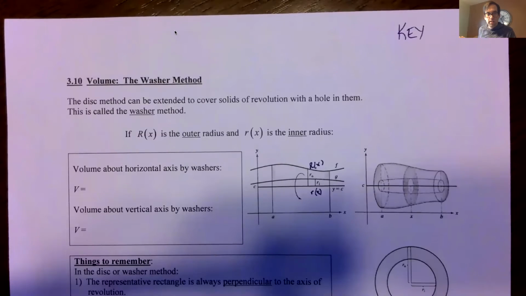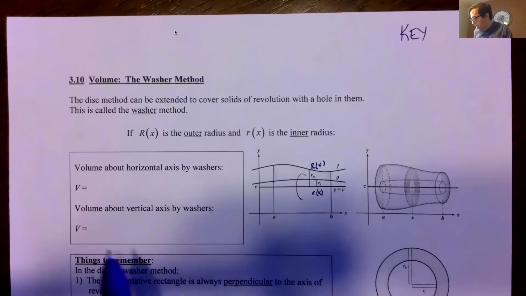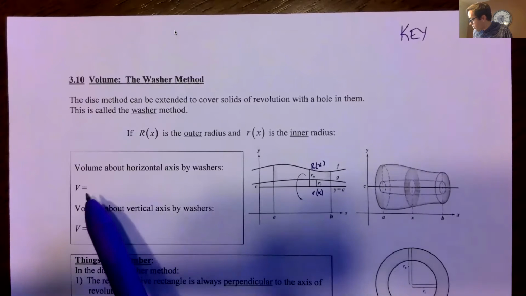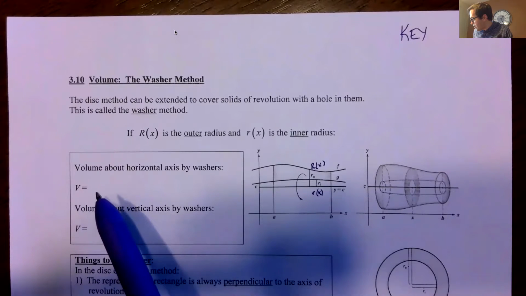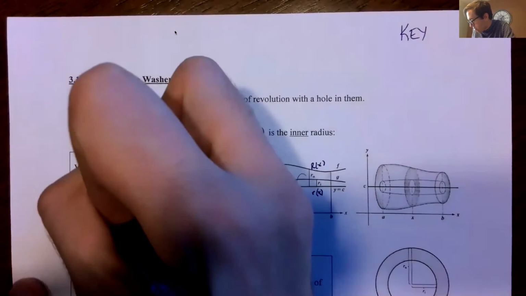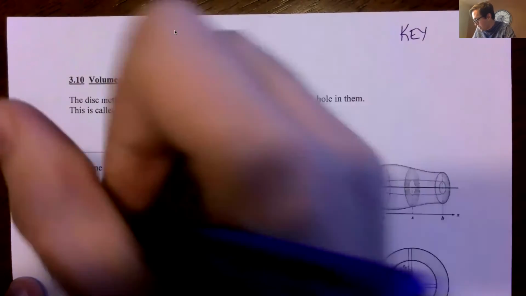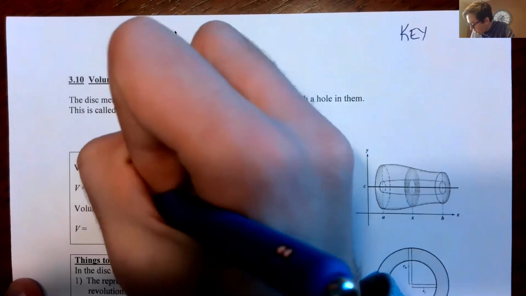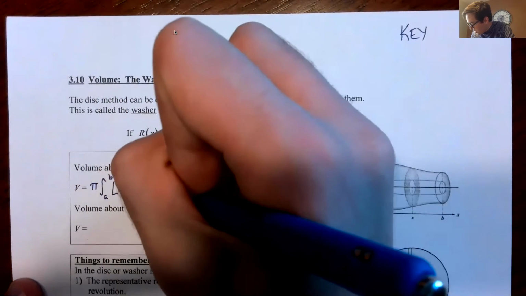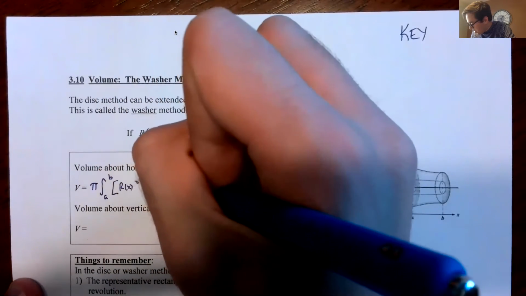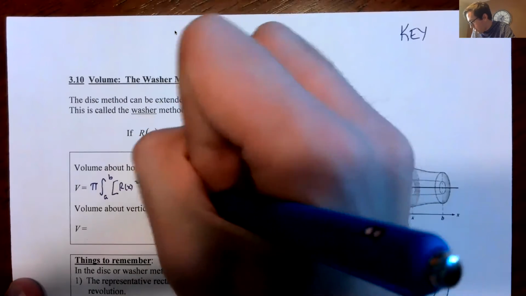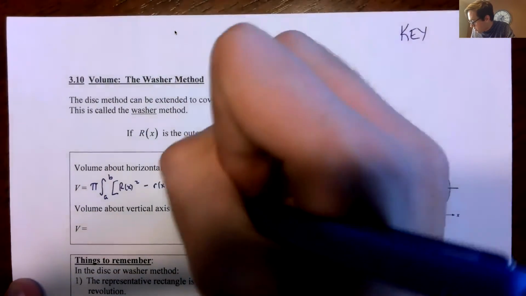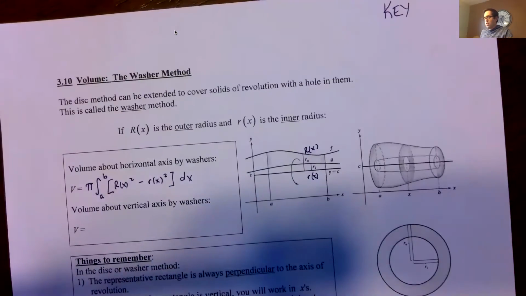All right, so here are the notes again. And you can see that what we're going to have to do here for the volume about a horizontal axis by washers, we're going to have the volume equals pi times the integral from a to b of the outer radius squared minus the inner radius squared dx.